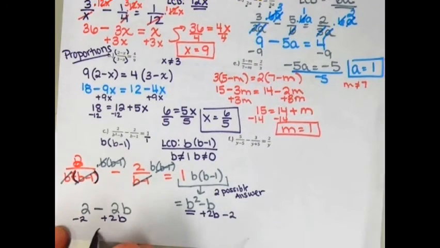So then I get 0 equals b squared. What's a negative 1 plus 2? 1b minus 2. Is everyone okay with that? Yeah.